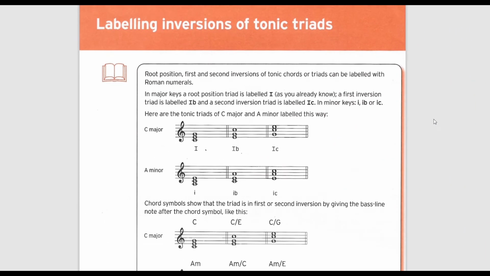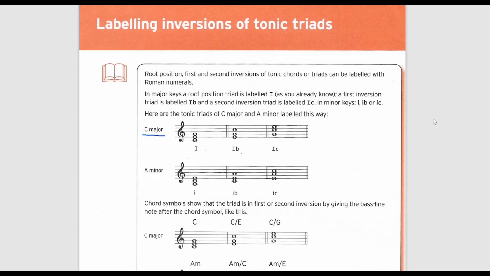Today we are going to do this topic, that is labeling inversions of tonic triads. In this one we are going to learn two things. One is the root position with inversions, and the chord symbol. As you can see here in the example, this is C major. There are two ways to show your chord, your root position with the inversion.